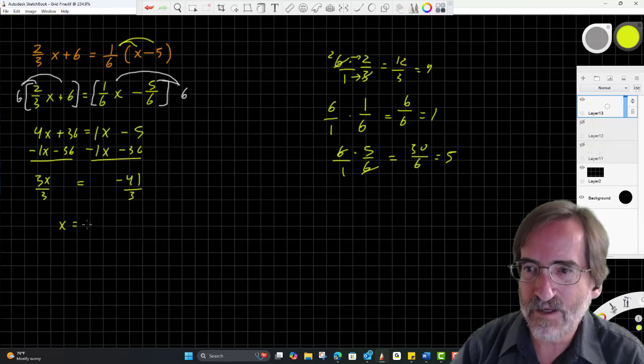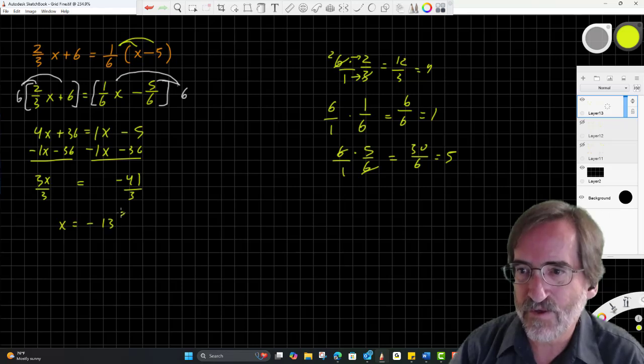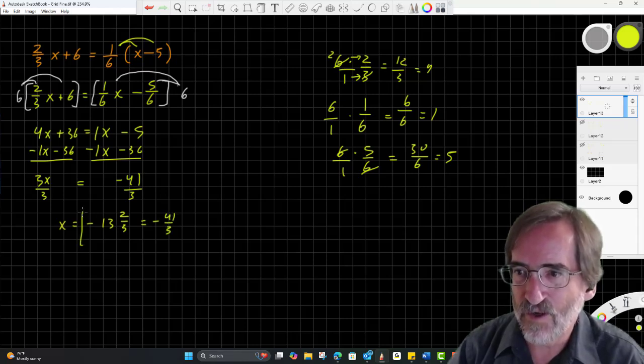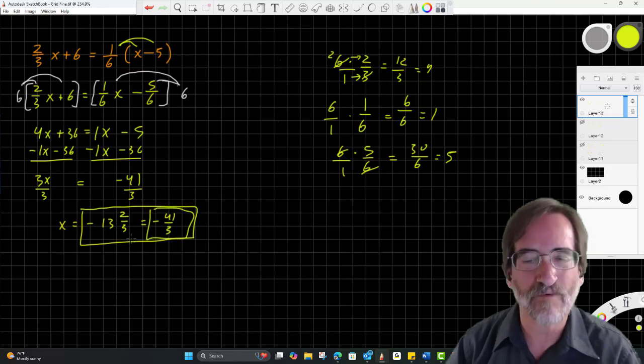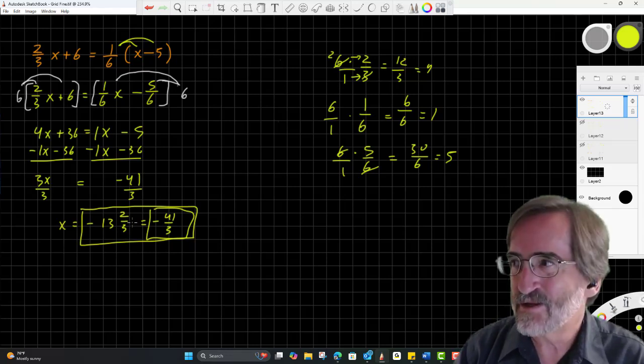And x is negative. 3 goes into 41 thirteen times with 2 left over. You could say negative 41/3 or negative 13 2/3. Either one is fine. Actually, I probably prefer the improper fraction. Okay, all right, so that is it.